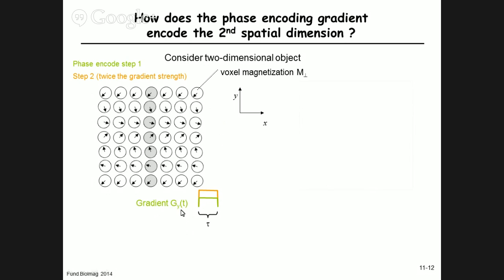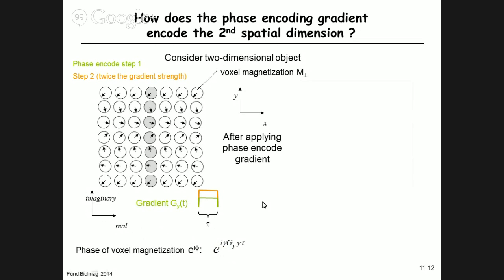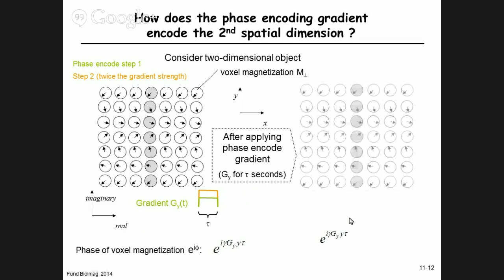So that's a gradient along y applied for tau milliseconds. We can also express this in complex plane. So we'll take the y direction as imaginary, the x direction as real. So the phase of the voxel magnetization is then simply given by this expression here. So after applying the phase encode gradient along y for tau milliseconds, then we have the situation here.